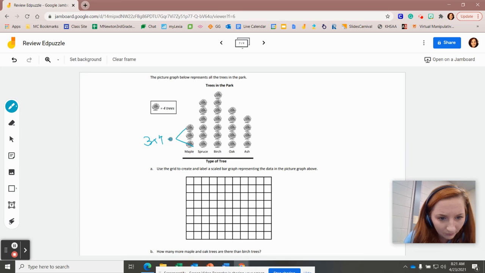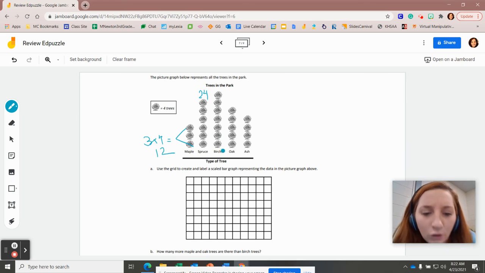So be careful with that. So spruce, that would be 6 times 4, which gets you 24. I'm just going to go ahead and put however many trees there are to help me not get confused. Birch has 7. 7 times 4 is 28.